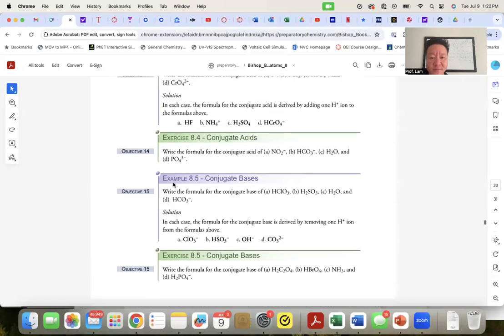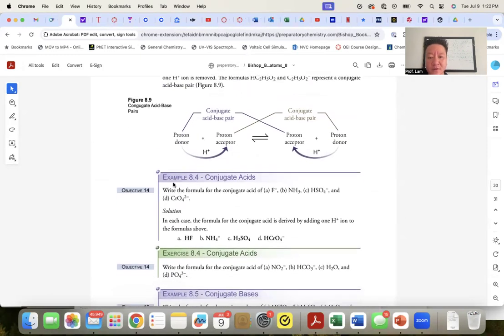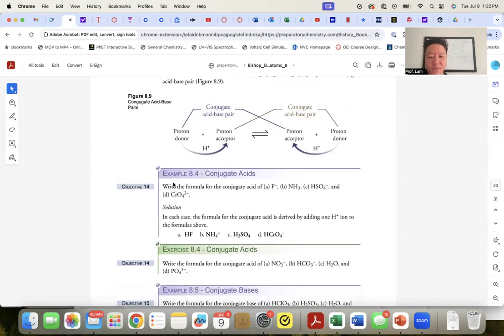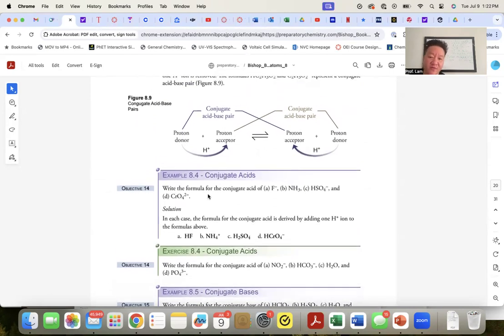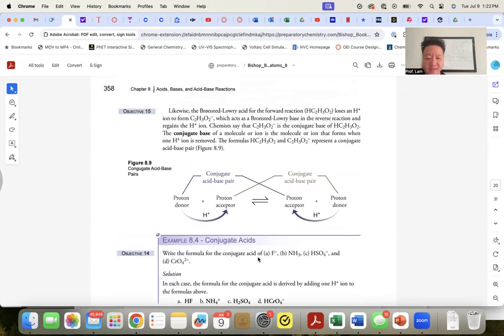Okay, let's do this problem here. Write the formula for the conjugate acid of F minus, NH3, HSO4 minus, and CrO4 minus. Okay, let me write that on the board first, and then we'll solve.